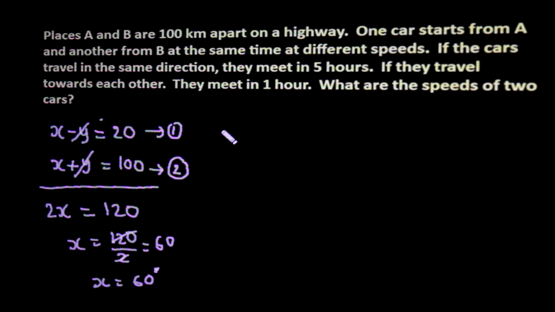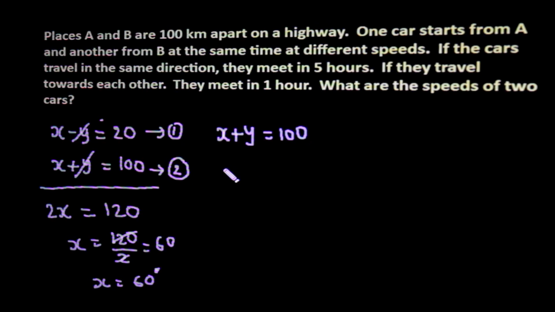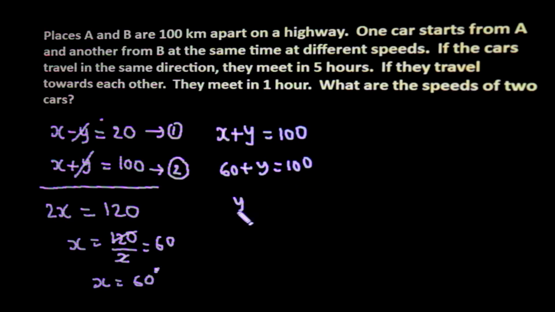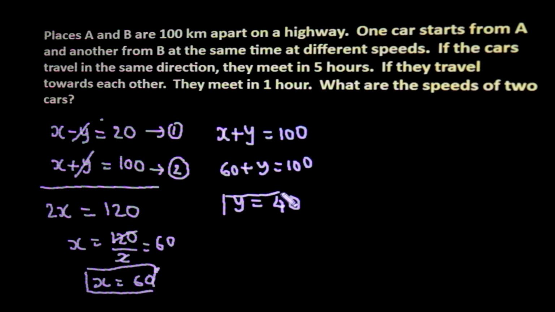Next, substitute this in either the first equation or the second equation. Take x plus y equal to 100. x is 60, plus y is equal to 100. y is equal to 100 minus 60, which is 40. Therefore, x is 60 and y is 40. What are the speeds of the two cars? One is 60 kmph and the other is 40 kmph.